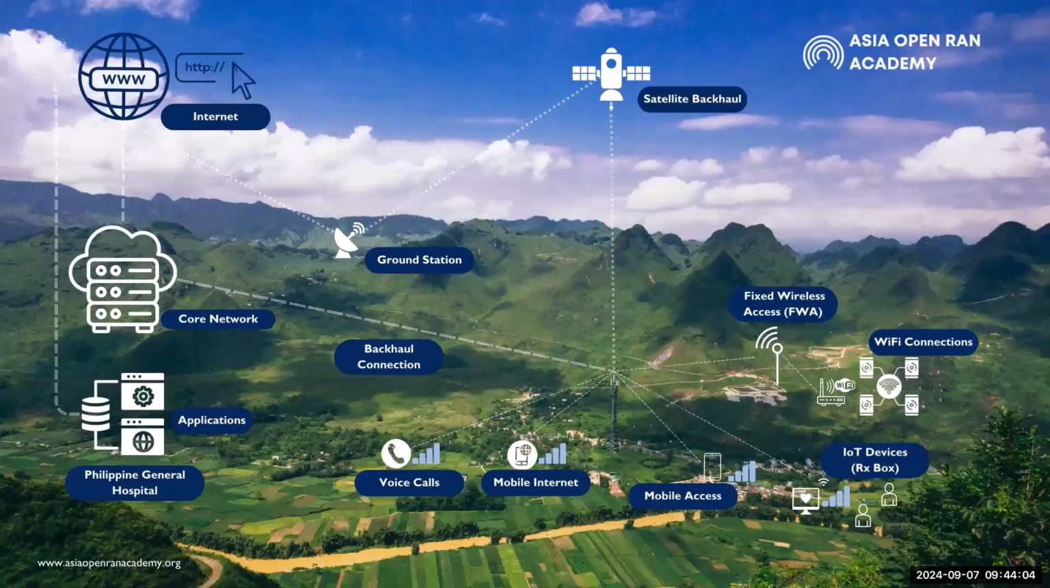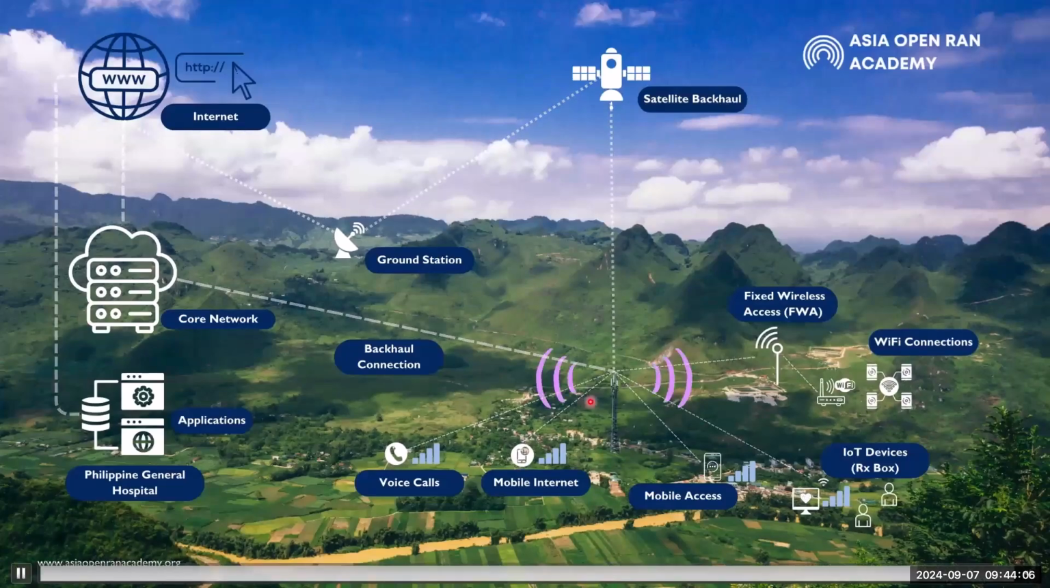Okay, so you can see here, once na-build na natin yung radio access network or yung cell site, there's a connectivity. People can make voice calls, they can connect to the internet, they'll have mobile access, even IoT devices. So the DOH has what we call the RX box.